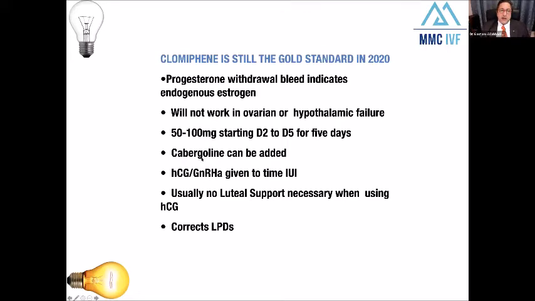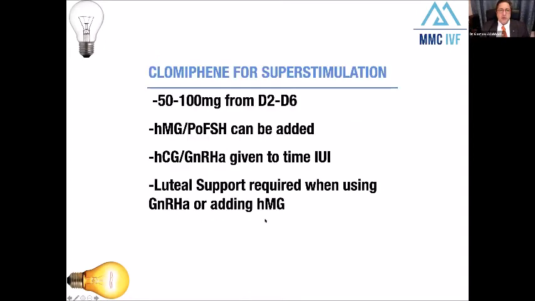If there is a prolactin excess, you begin something called cabergoline or Dostinex, which is the brand. And only if you have to do an ancillary procedure like IUI, then we give some sort of trigger. If Clomid is used alone, you don't need any trigger. Clomid induces its own endogenous LH surge and you don't need to do anything. Usually no luteal support is necessary when you use clomiphene alone or you use HCG. Only when you use something like a GnRH agonist, then you need to use luteal phase support.